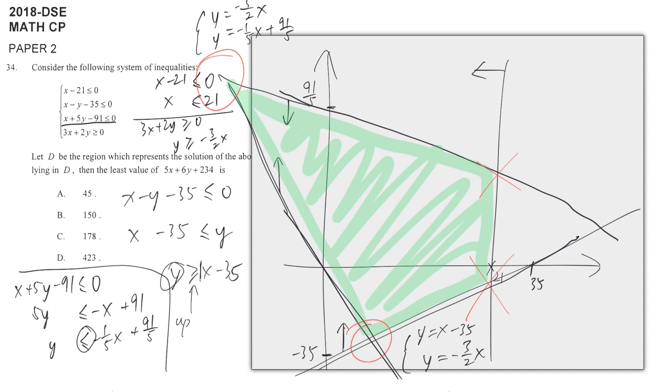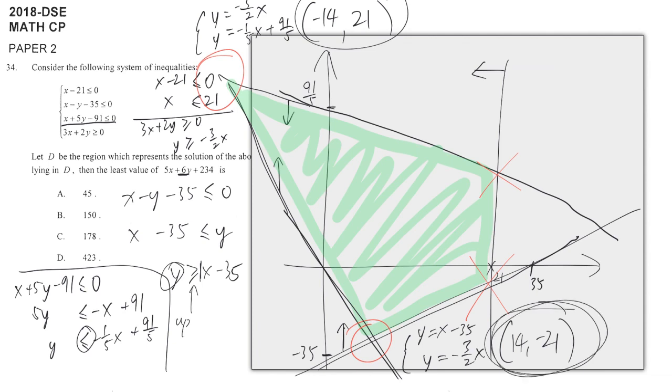After some calculation, we find that this point is x equal to 14 and y equal to negative 21. And another point, this point, is x equal to negative 14, y equal to 21. So we are going to test these 2 points and see which one will give the least value. You'll find that the effect of y is more obvious. So we prefer less y compared with less x. So in this case, of course, we will choose this one.